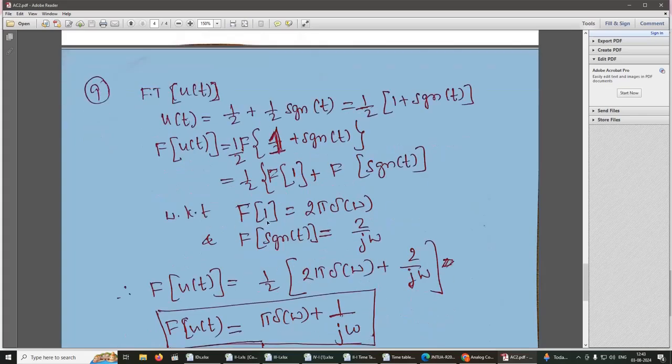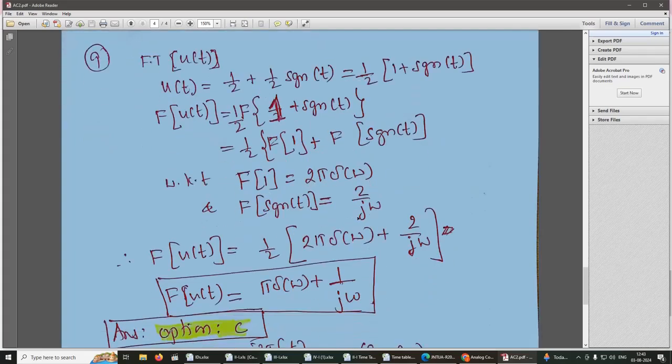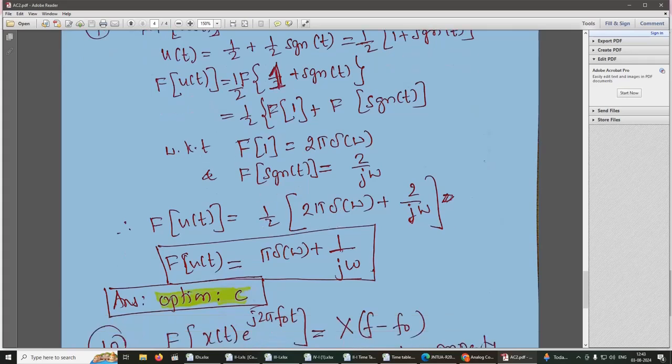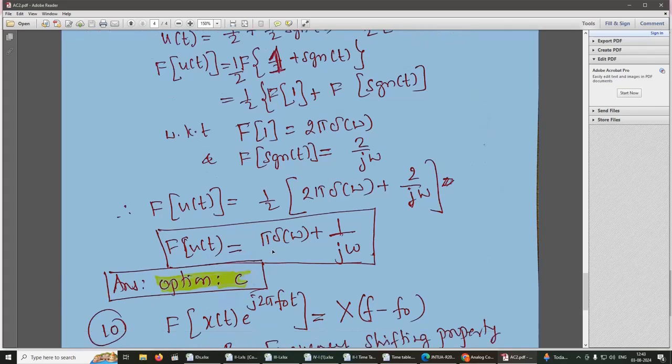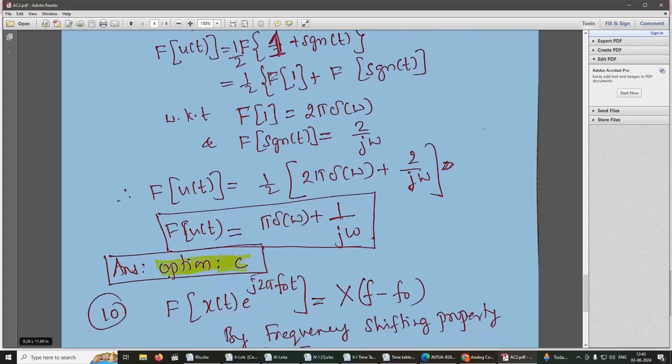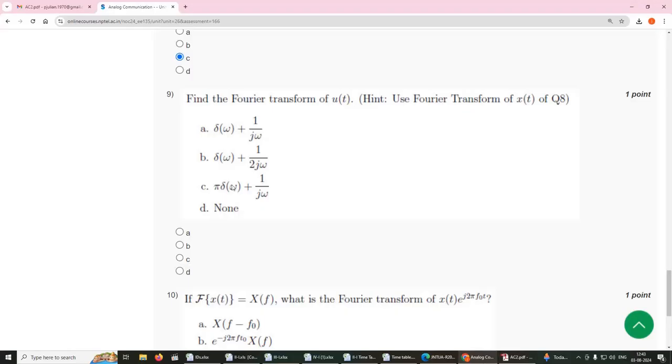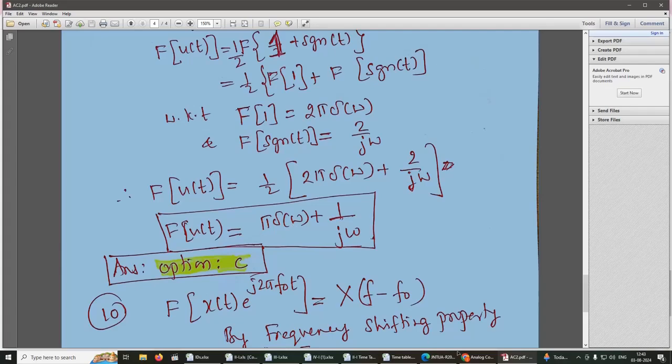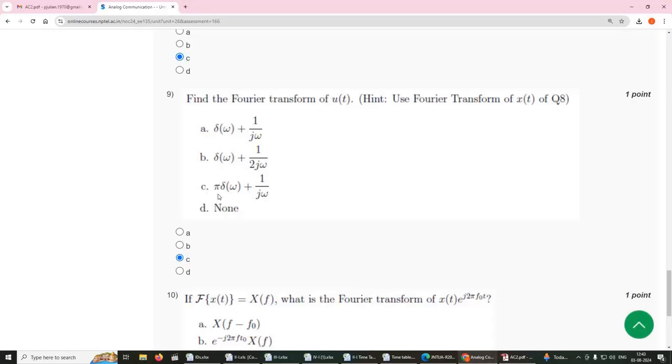We know that the Fourier transform of 1 is 2 pi delta omega, which has been already proved, and the Fourier transform of the signum function is also proved. It is 2 by j omega. Simply add these two functions, and there is 1 by 2 outside, and therefore what we will get here is the Fourier transform of u of t is pi delta omega plus 1 by j omega. So the answer is option C: pi delta omega plus 1 by j omega. Option C, correct?